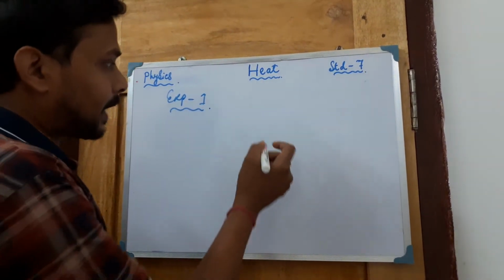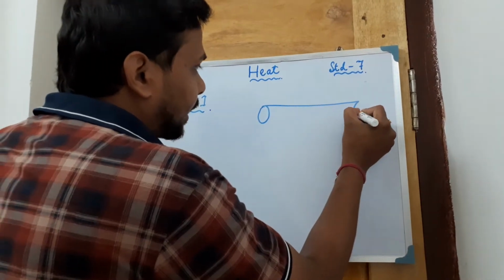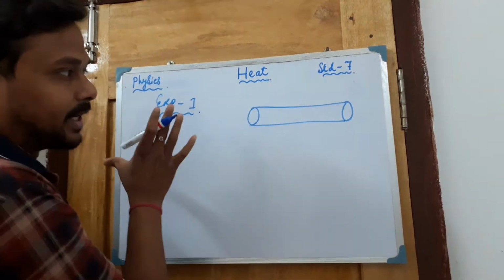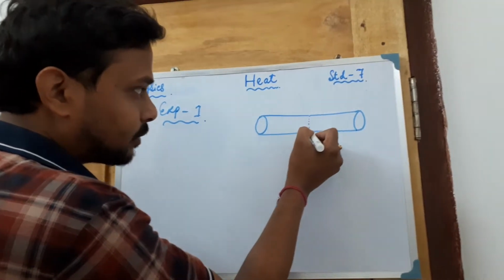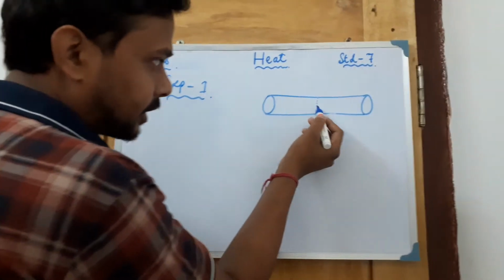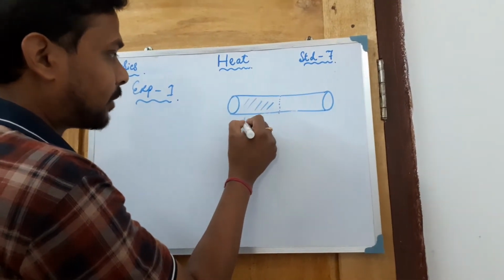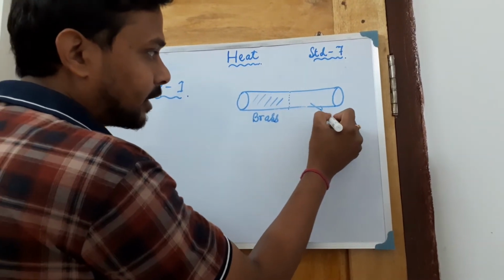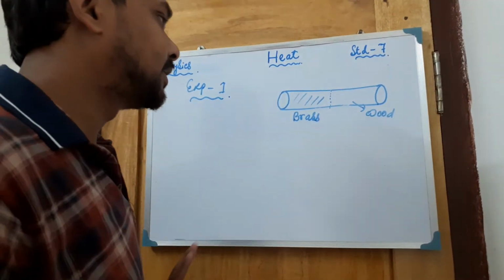I'm just telling you one simple process. They are telling that one cylindrical body is here, a cylinder of this type of material. In the left half portion of this body, the cylinder is made up of brass or any type of material, suppose brass, okay, and this side is made of wood, and they are just stuck together. In this way it is arranged.